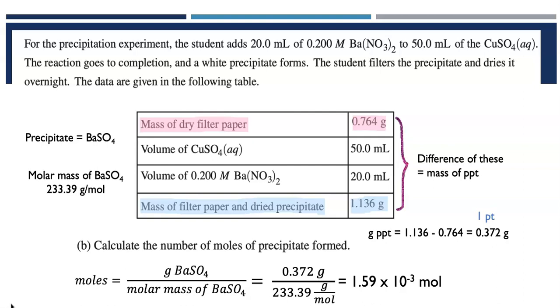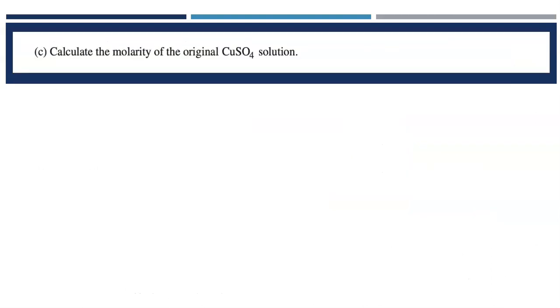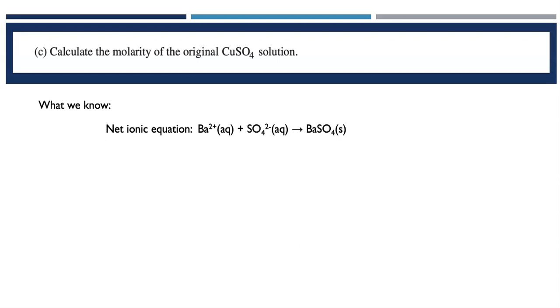This part of the problem was worth 2 points. It was 1 point for correctly calculating the mass of the precipitate formed. And the other point was for correctly using that information and the molar mass to find the moles of barium sulfate. The next part of the problem states, calculate the molarity of the original copper 2 sulfate solution. Here's what we know. We know that the net ionic equation is barium ions reacting with sulfate ions to form barium sulfate. They react in a 1-to-1 ratio.